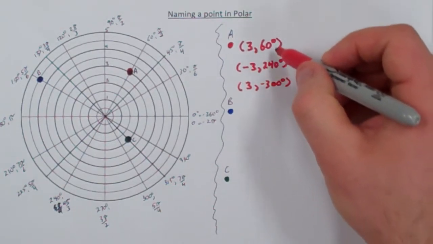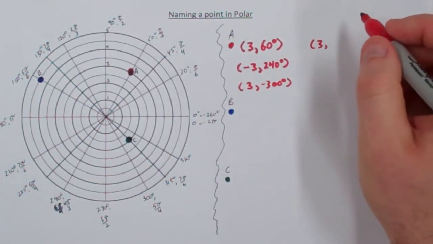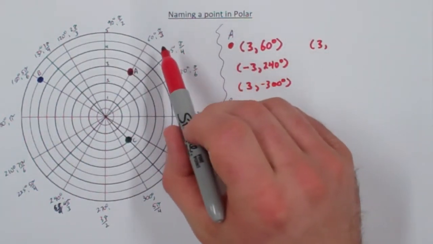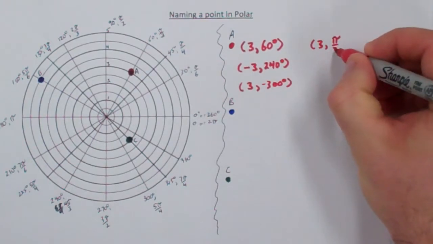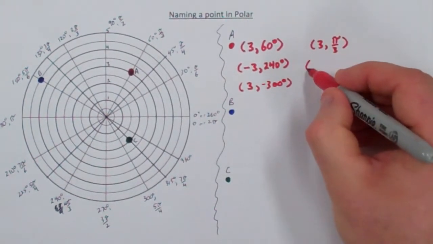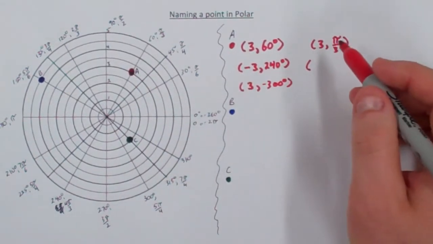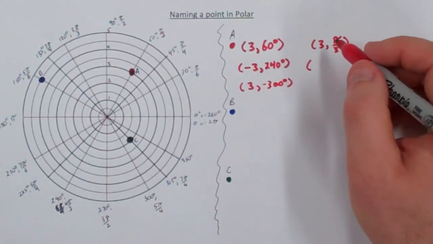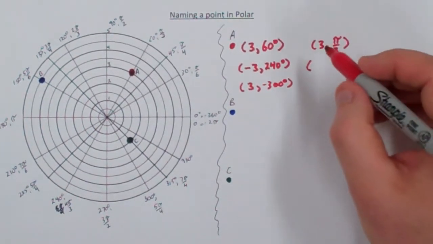If we take these degree measures, we could also utilize their radian measure. So pi over 3 would be the same as 60. So if you're ever asked to use radians, you could do that as well. So tons of different ways that we can describe this location. That's a big difference between the x and y rectangular system, or the Cartesian coordinate system, and polar here.